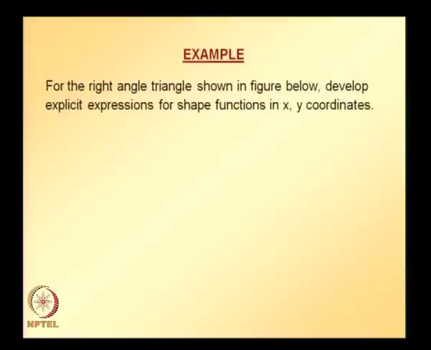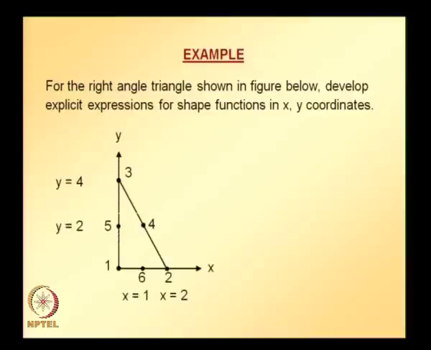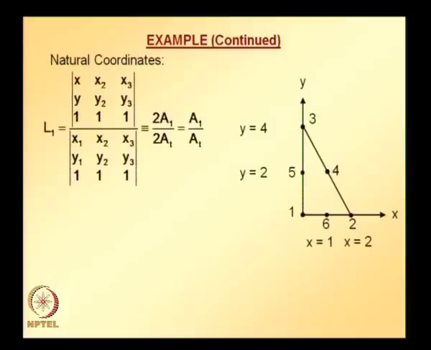So, now let us take an example. For right triangle shown in figure below, develop explicit expressions for shape functions in x, y coordinates. So, all the coordinate information is given in the figure. So, we can easily calculate what are L1, L2, L3, which are required for writing the natural coordinates of all the nodes, and also finally to get 3 subscript numbering scheme.